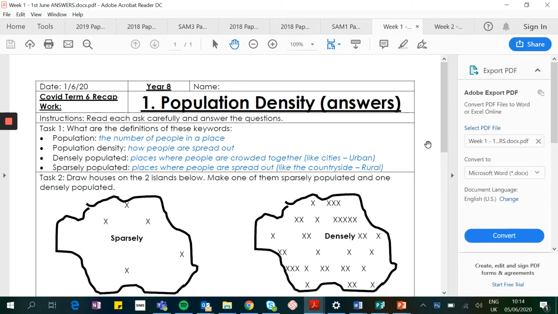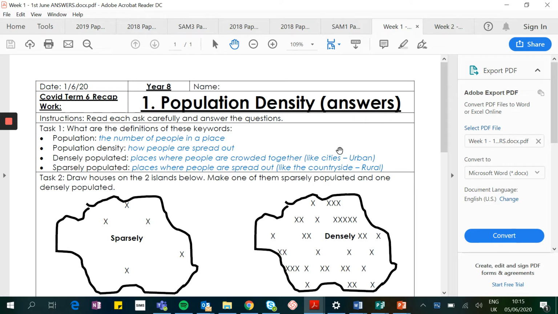Year 8s, and welcome to this week's geography lesson. First of all, we're going to have a quick look at the work you did last week, which was all about population density. The theme of this term will be looking back at the population topic that we did in September, making sure we've got a good, thorough understanding of it.